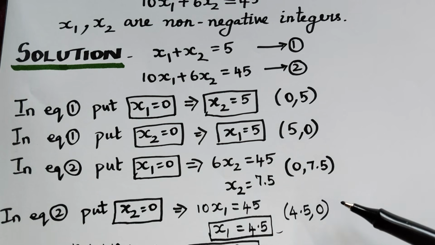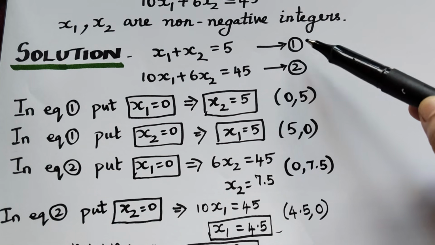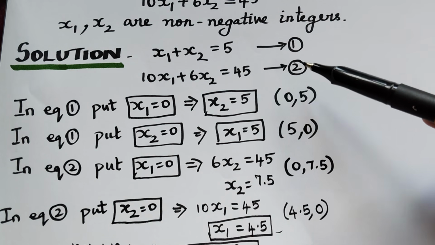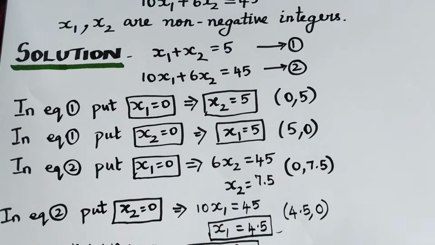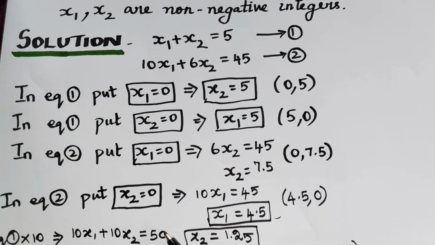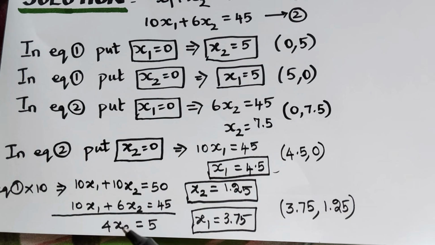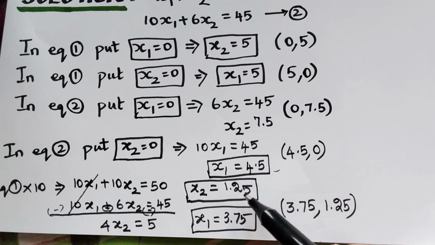And so after finding all these 4 points, now we have to find the point of intersection between the two constraints, that is the two equations. So in order to find the point of intersection of 1 and 2, we have to solve 1 and 2. In order to solve it, we can multiply equation 1 by 10. After multiplying, we get 10x1 plus 10x2 equal to 50. Then equation 2 I have taken and written, and on solving these two equations, this will get cancelled, and here we have 10 minus 6, so it is 4x2, and 50 minus 45, which is 5. So the value of x2 will be 5 by 4, which is 1.25.